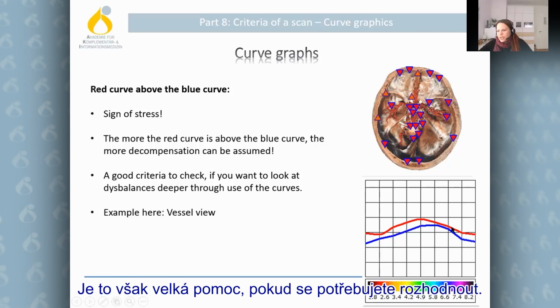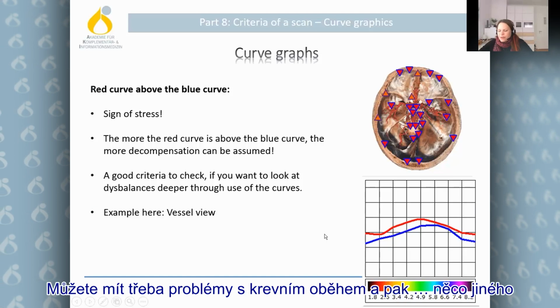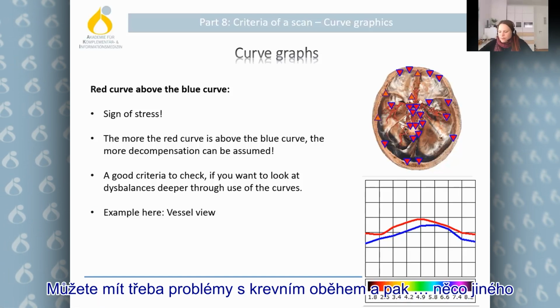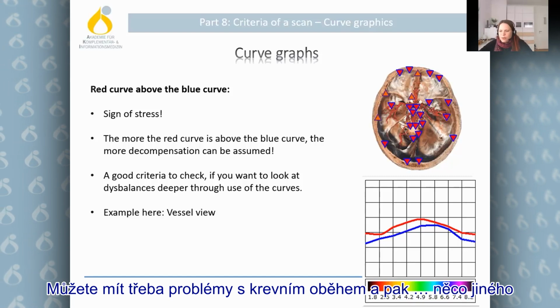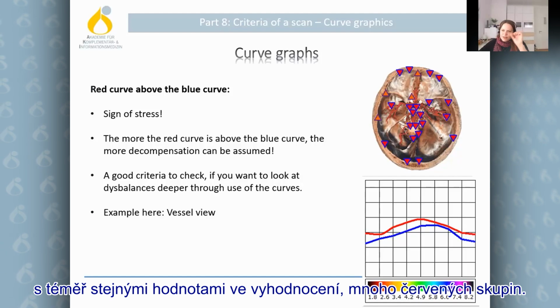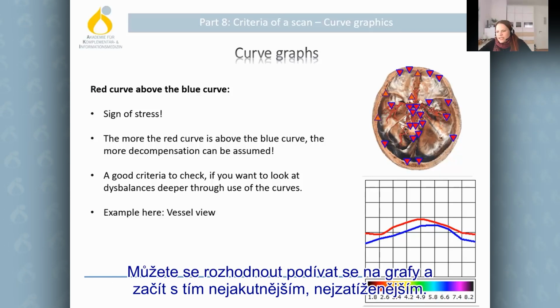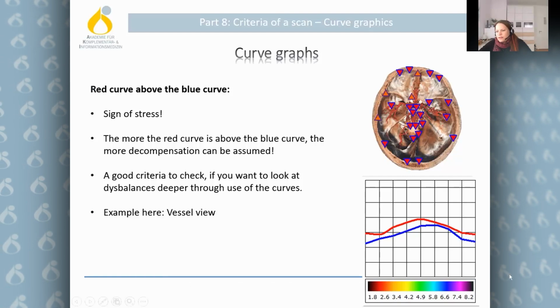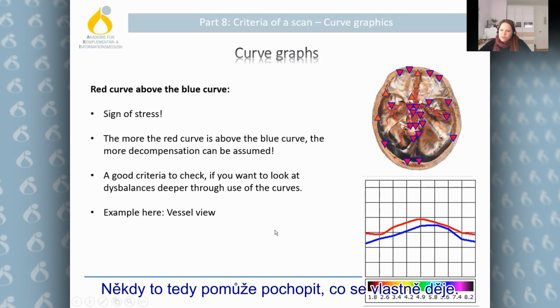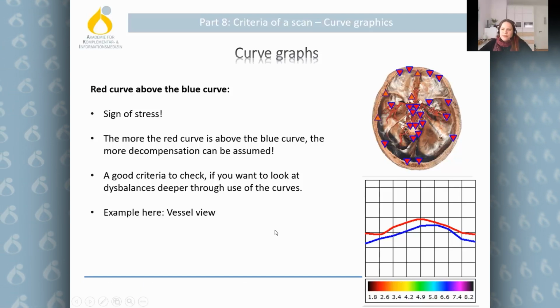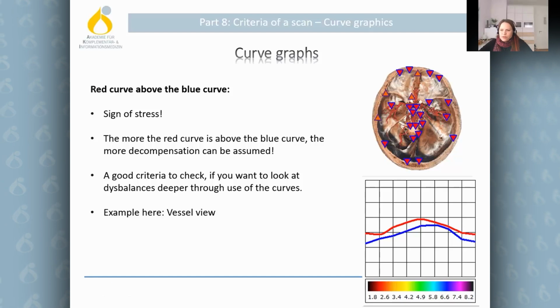But it helps you when you try to decide, maybe you have the blood circulation and you have inflammation somewhere else, nearly the same values in the evaluation, and you have a lot of red groups listed, then you can decide to look at the graphs and to start with the one that has the most stressful graph. So this sometimes helps to see, okay, what's going on with a scan.